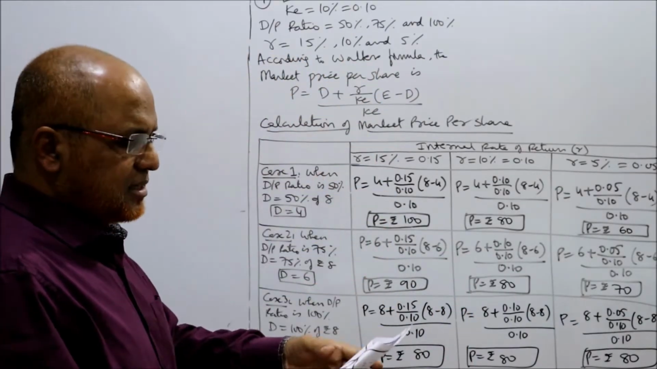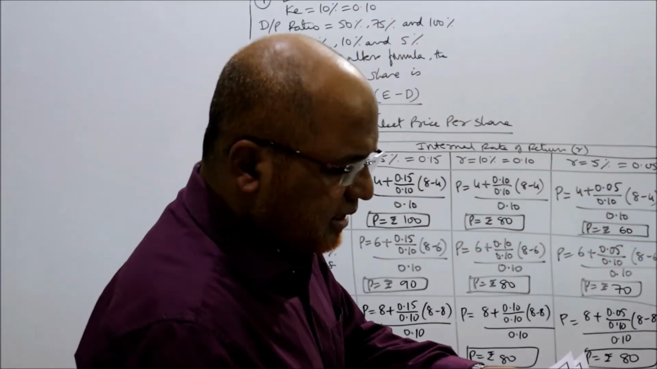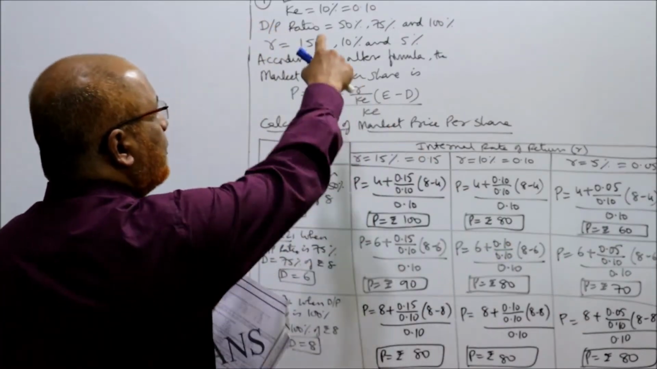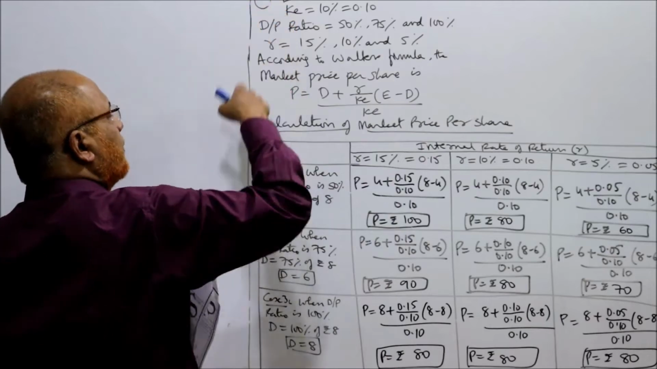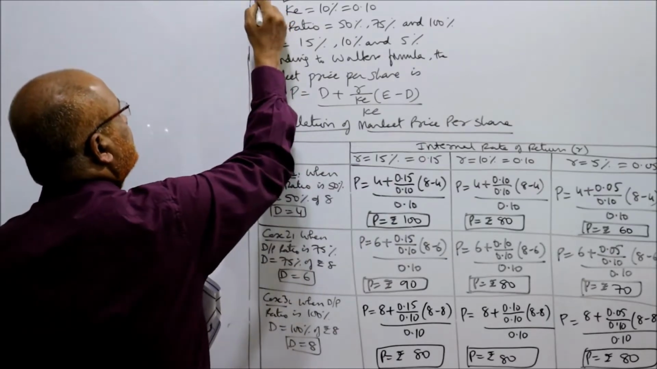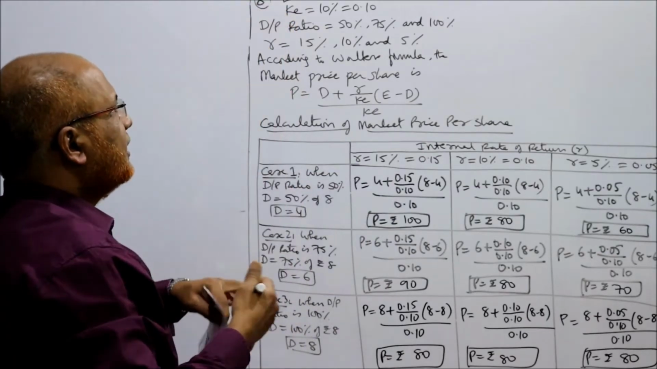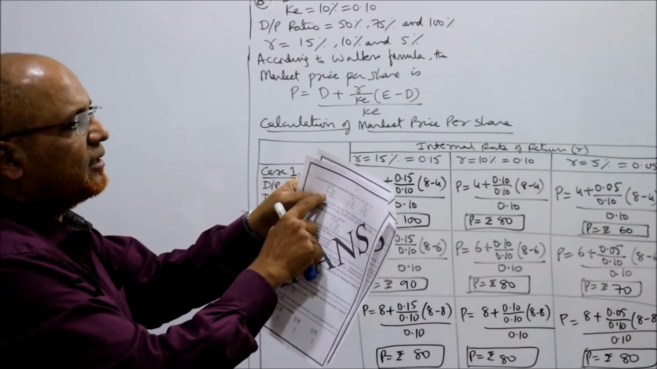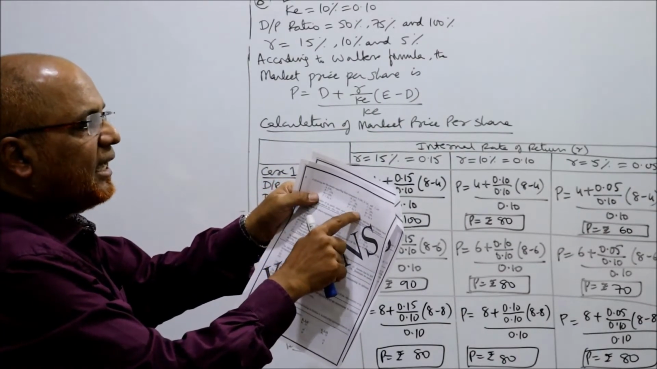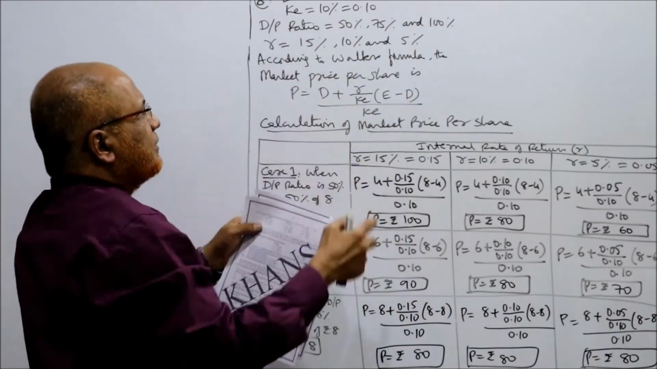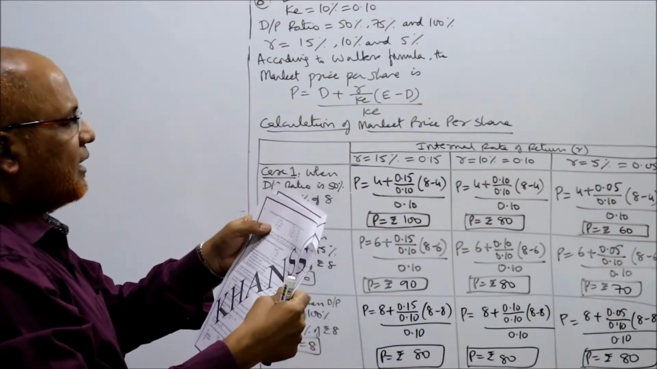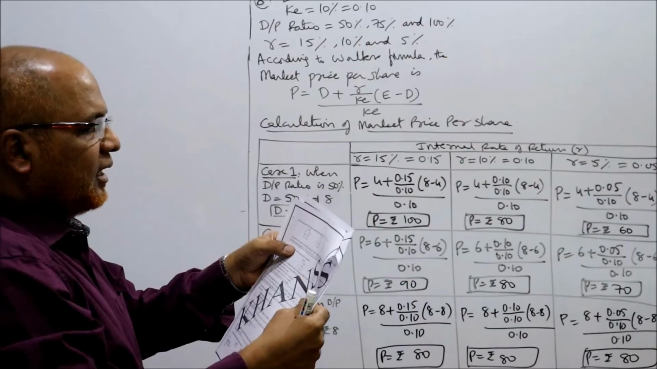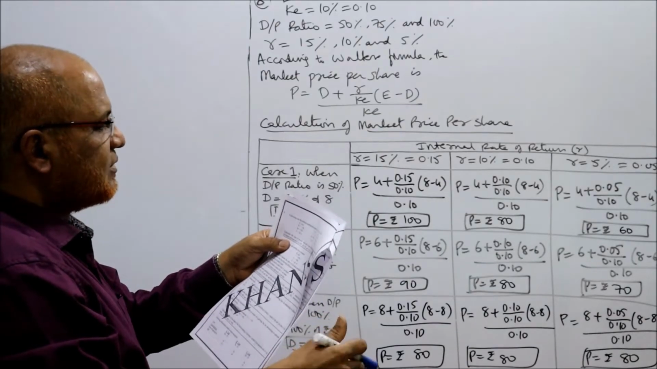Same formula. See here, how much is the EPS earnings per share? 8 rupees. Same 8 rupees. Here 8th problem. EPS is 8 rupees for all the companies, A Limited, B Limited, C Limited. And cost of capital KE is 10% for all the companies. Then DP ratio. Here DP ratios are given 50, 75, 25.